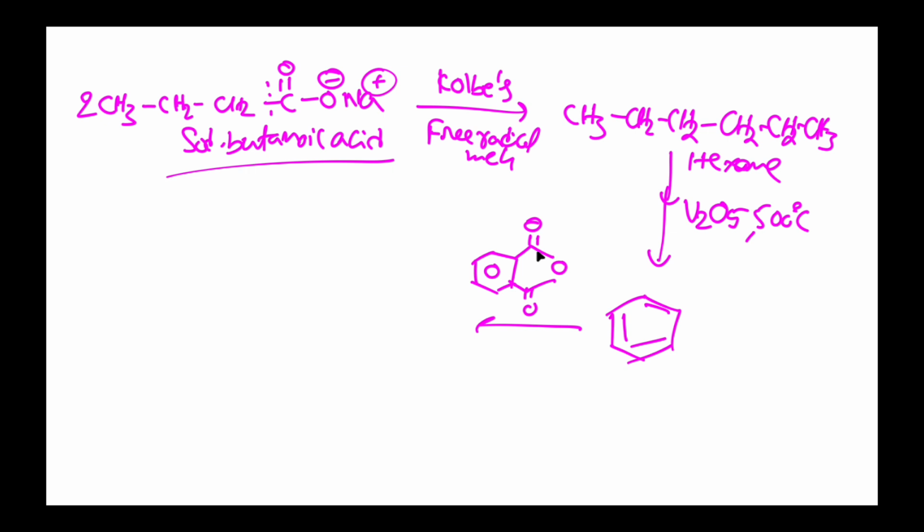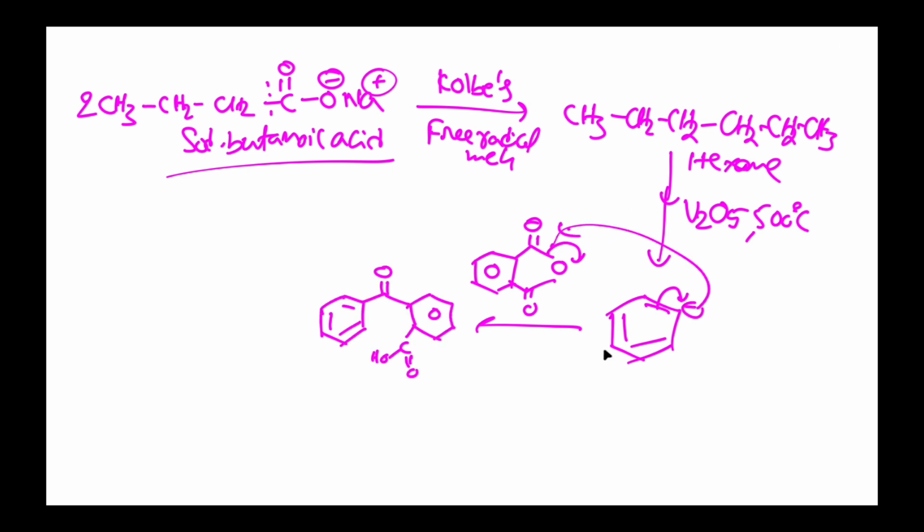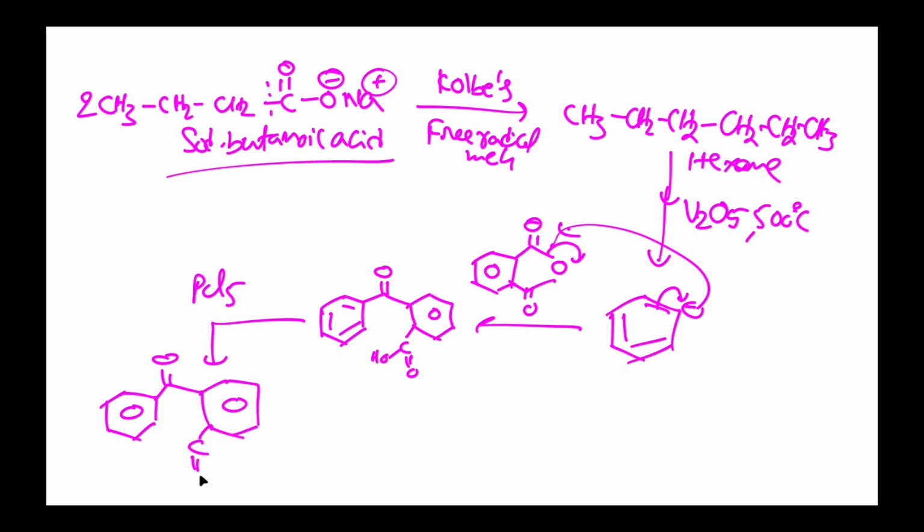So ring opening takes place here. The carbonyl group, so benzene ring attached to this carbonyl group. Further, it is treated with PCl5. This carboxylic acid is converted into carbonyl chloride. That is, benzene COCl is formed. Carbonyl chloride is formed.